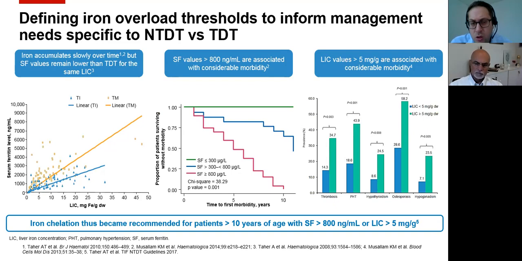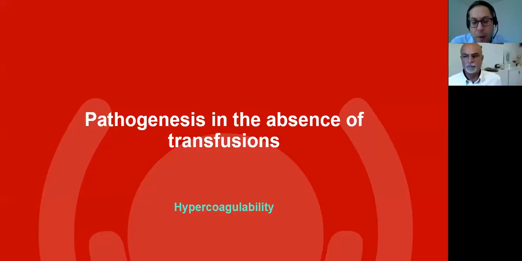And all of this knowledge together is the main background and evidence that allowed us today, in the NTDT guidelines, for example, published by TIF, to say that iron chelation, so management of iron overload, is necessary in patients who are above 10, because that's when morbidity would start happening, and in those who have serum ferritin of more than 300 or an LIC of more than 5.